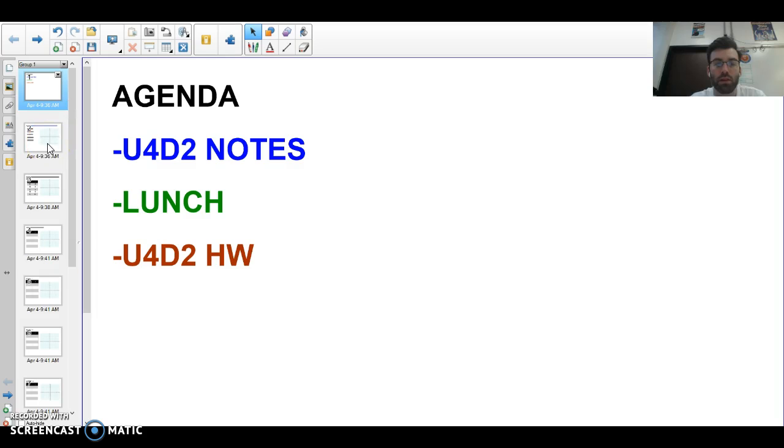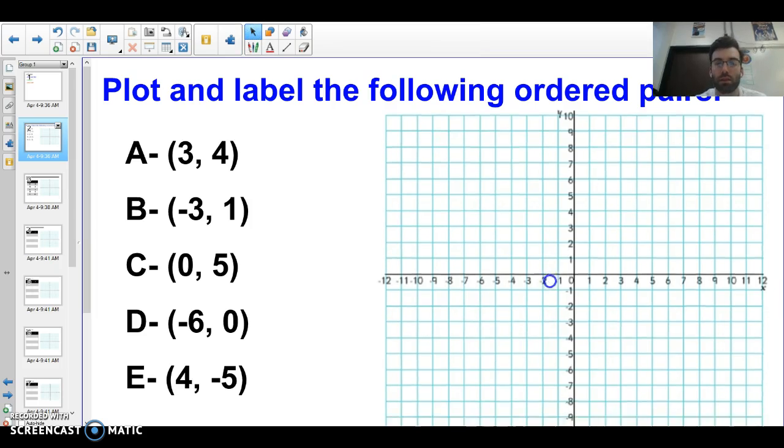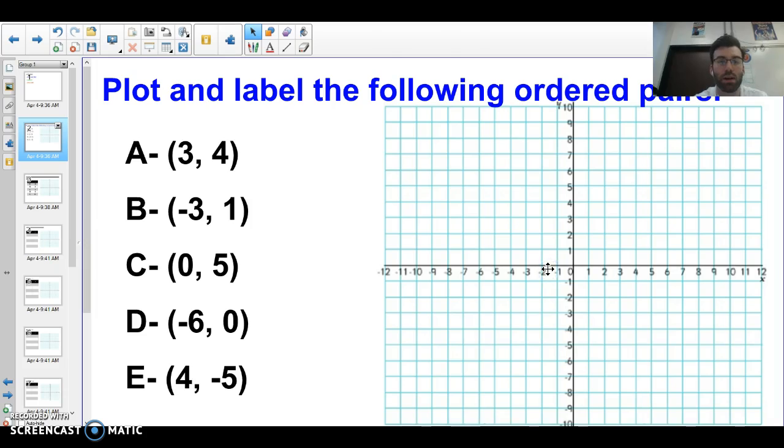All right, so here we go with our notes for today. First of all, this is a little bit of a review from first semester. If you weren't in class first semester, this is something that we learned: how to plot points, or plot ordered pairs. Ordered pairs can be written in parentheses like this, where this, remember, is our x and then y. Remember, your x-axis is your horizontal axis, and your y-axis is your vertical.